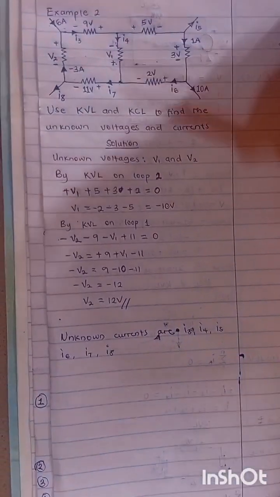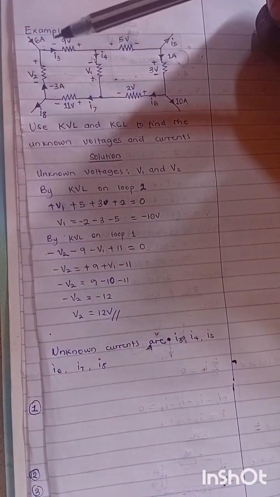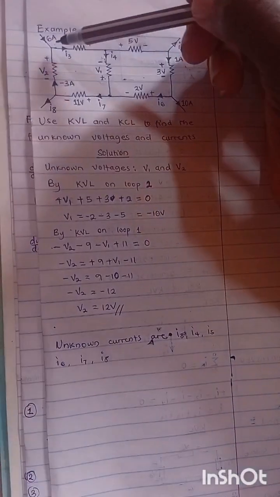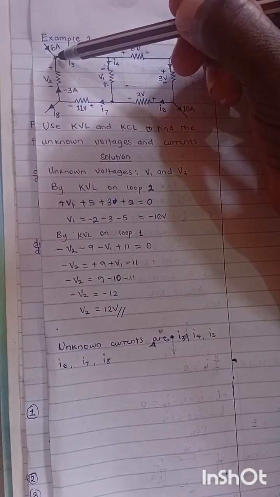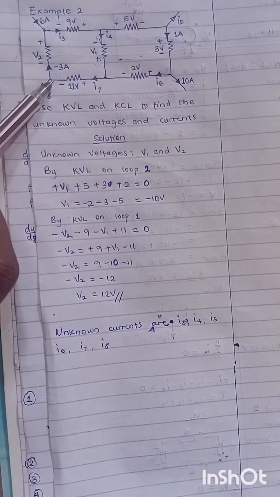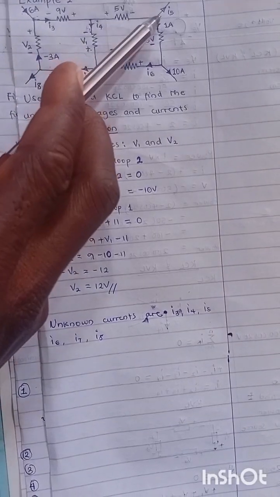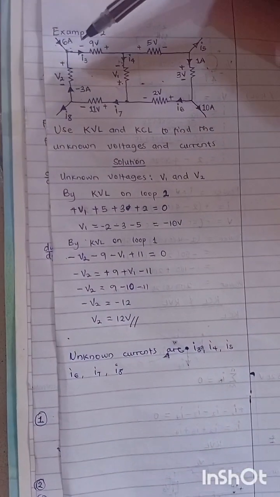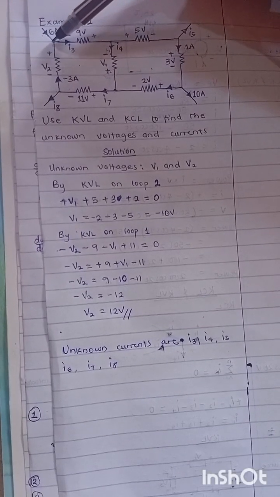So how do we find them? You take them one at a time, and it's actually advisable you start from a node. Remember, a node is where two or more components come together. So this is a node, this is also a node, this is a node, this is a node, this is a node, this is a node. So we start from where I will have a lesser number of unknown currents.